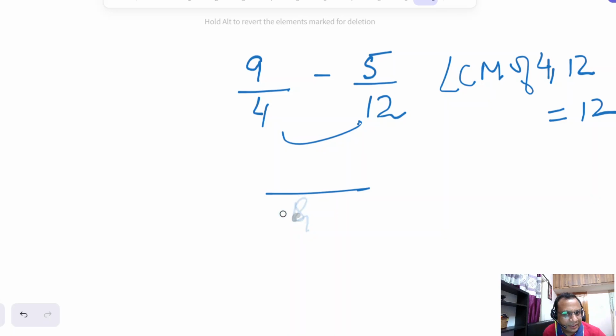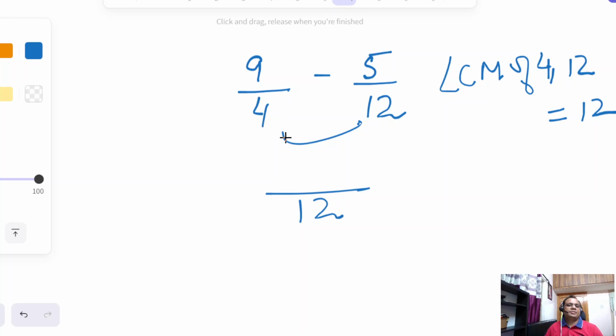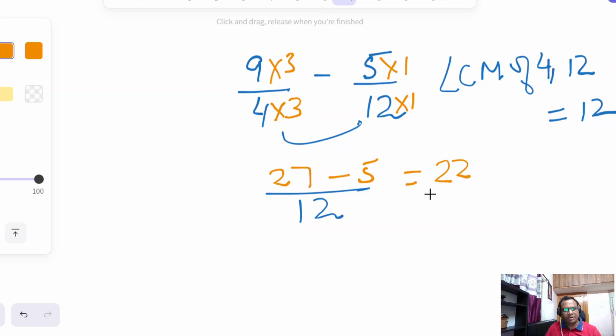I will also show you once what happens when you just multiply the denominators. But as of now, we'll not do that. We'll take the LCM, which is 12. Now, how can you make 4 equal to 12? It is very important that we know the multiplication tables. So 4 times 3 is 12. The same thing needs to be multiplied with the numerator as well, and that becomes 27 minus 5, since 12 stays as it is and you just multiply it by 1. That gives us the answer 22 upon 12.